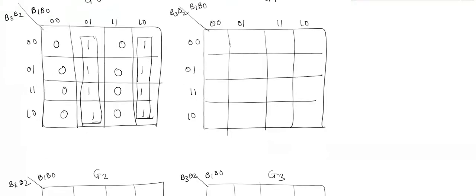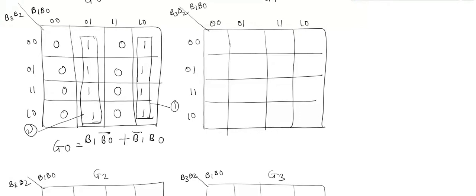Now we'll identify the expressions represented by the first and the second groups. Now the expression represented by group 1. In group 1, horizontally all the variables will be lost. Vertically the expression will be B1 and B0 bar. Plus the group number 2 is representing, horizontally all terms will be lost. Vertically the terms will be B1 bar and B0. Now the G0 is representing the expression B1 B0 bar plus B1 bar B0.